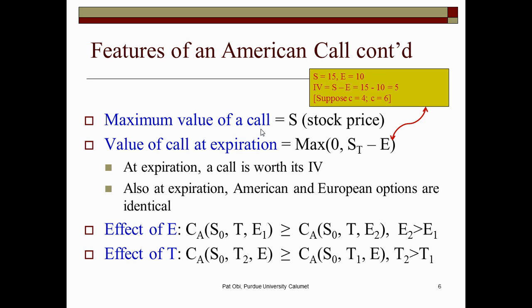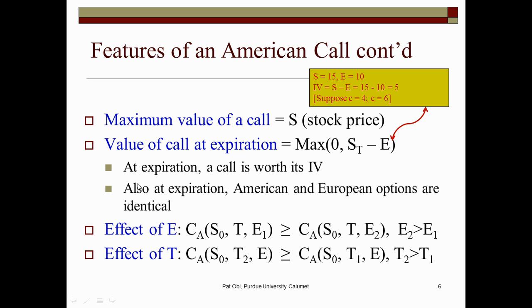At expiration, however, note here that an option would be equal to the greater of 0 or the intrinsic value at expiration. Now this mathematical representation here is max, and you open parenthesis and you write 0 comma, and then this argument simply means the greater of 0 or this argument here, the difference between the stock price and the exercise price.